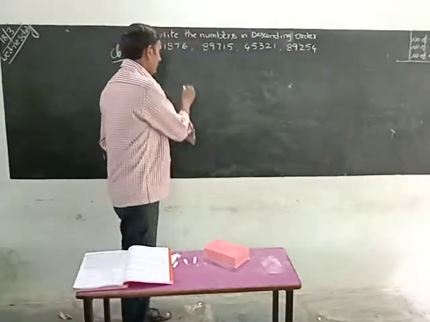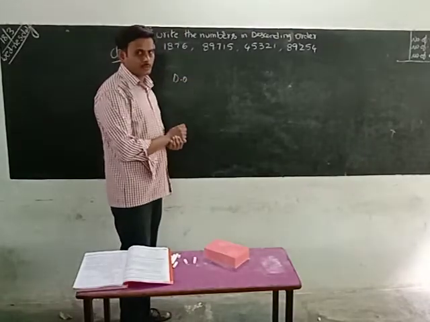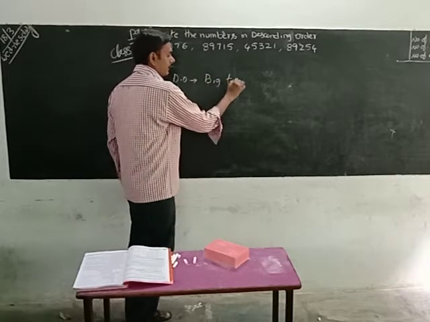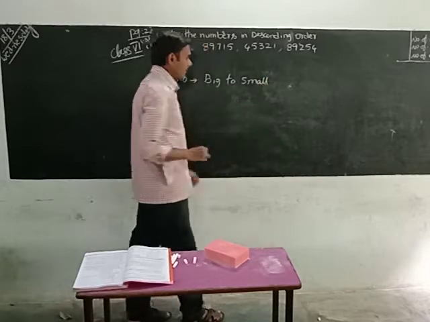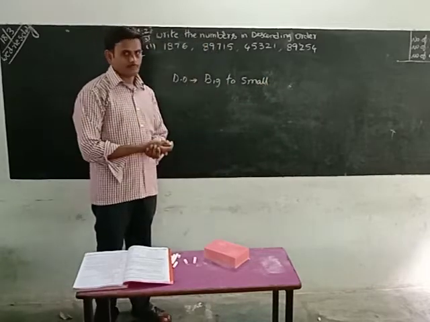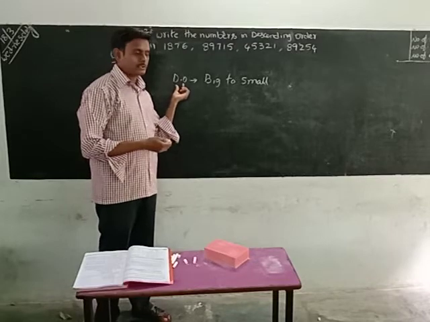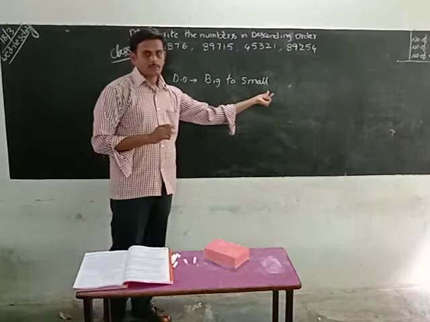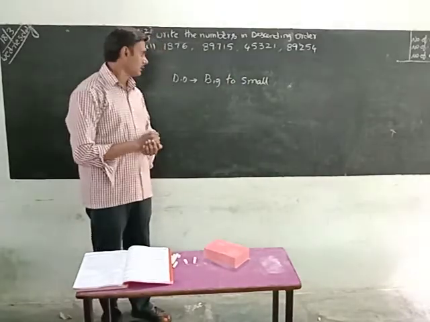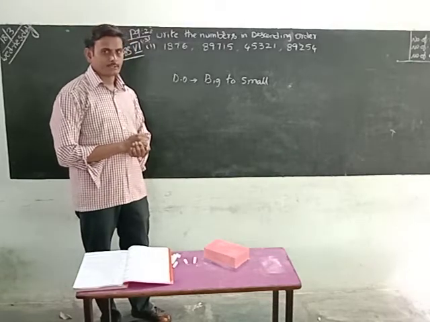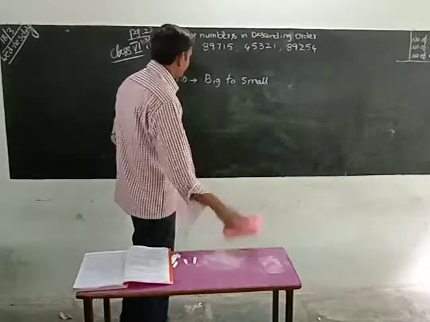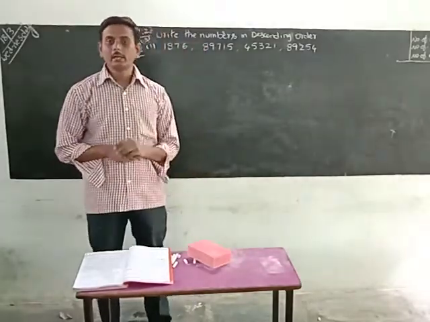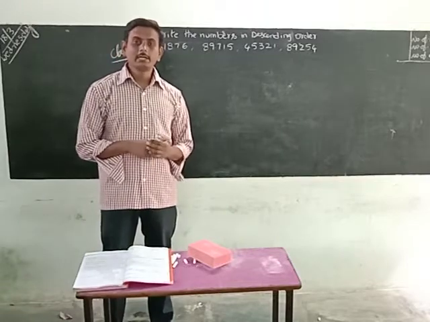What is descending order? In short form we can write DO. Descending order means arrange the numbers from big to small. What is ascending order? Small to big. Descending order means arrange the numbers from big number to small number. If you arrange in that order, it is called the descending order. Descending order we can also call decreasing order.